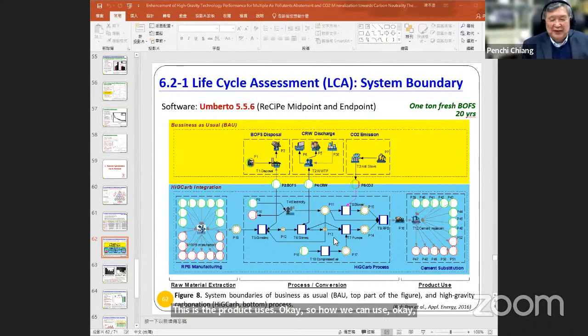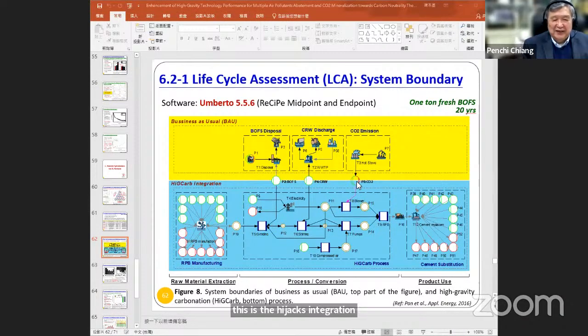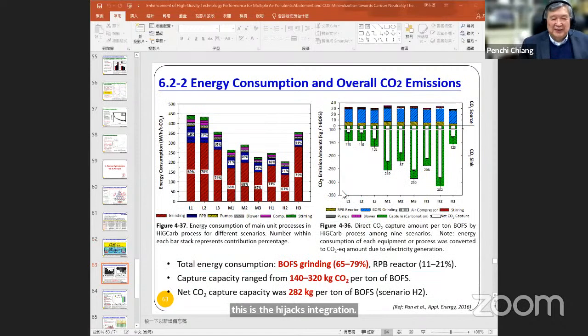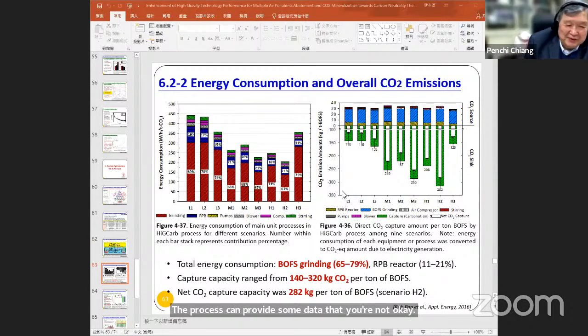The process can provide some data that you know. So this is very typical data that has been made available through our previous investigation. As you know, we usually have different scenarios. We call this low, this is the median, and this is the high. This is based on our previous research work.